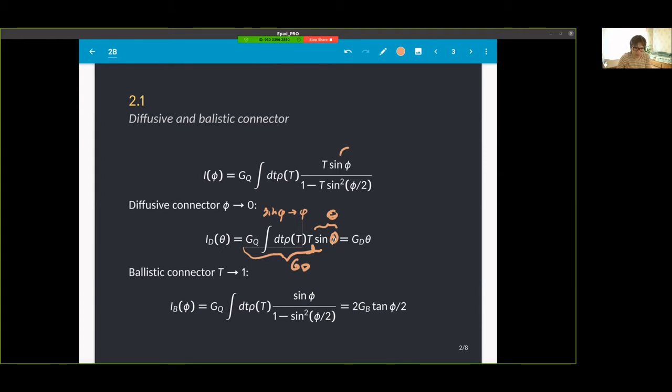The second thing is the ballistic connector. A ballistic connector is when it's completely transparent. So T goes to 1, and if it goes to 1, we have this particular formula. It happens to be that sine phi is 2 sine phi over 2 cosine phi over 2, and again we know that this one would be cosine squared phi over 2. So we get a tangent plus some integral of rho of the transmission distribution times quantum conductance. So that was the first task.